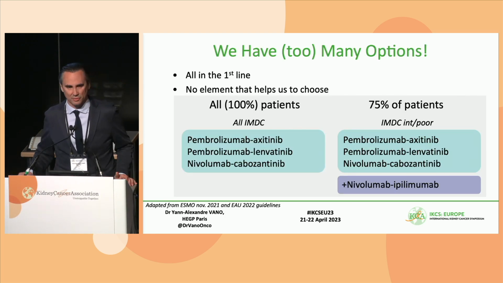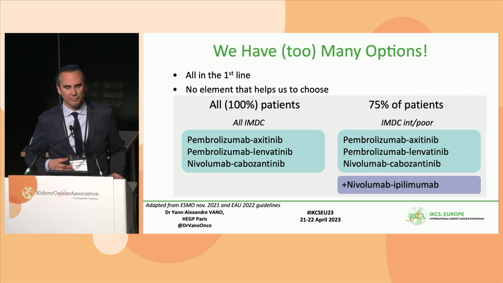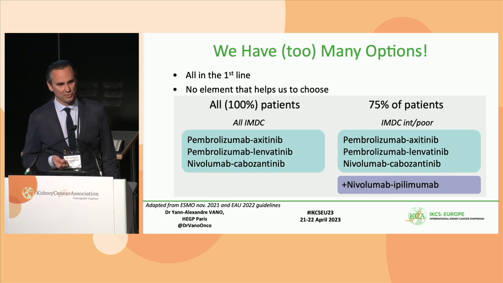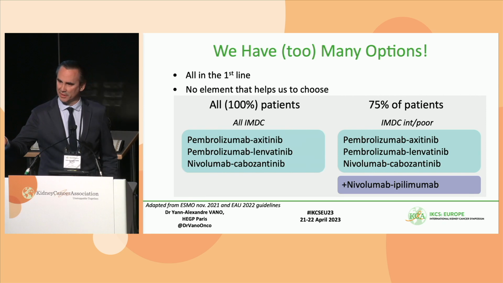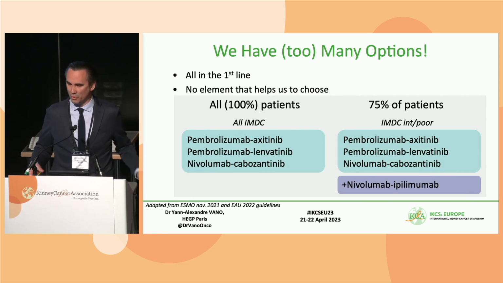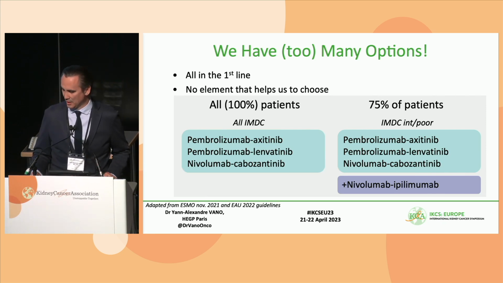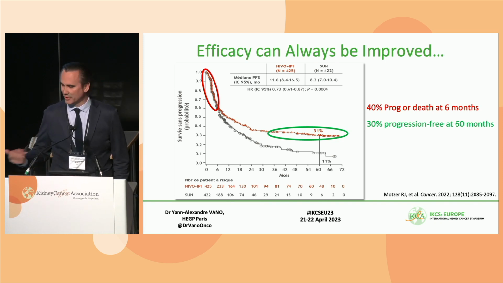First, we have too many options, and we saw it many times this morning. We have 3 TKI-IO combinations for nearly all metastatic patients in the first-line setting. For 3/4 of them, we have a 4th option with Nivo-Ipi for intermediate and poor-risk group patients. We have one choice to make in the first-line setting, and it will impact the efficacy of the second-line setting, as we saw this morning. So we have probably too many options, and we just have to choose one option, and we don't have to miss the point. And then we have also another concern, that efficacy can always be improved.